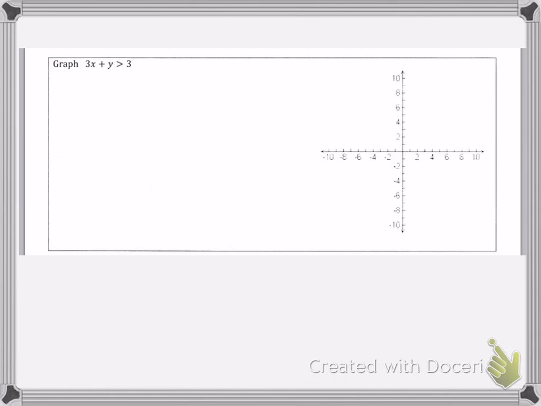So take a look at the next example. I want you to put that in slope-intercept form, getting the y alone. So to do that, you need to move your x term by subtracting 3x from both sides. That's going to give me y greater than negative 3x plus 3. So that line is a greater than symbol, so it should be a dotted line.